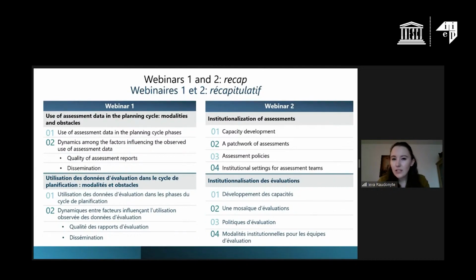We also explored the issue of a lack of coherence and complementarity among some large-scale assessments in countries. And we then looked at assessment policies and different preconditions that are important for their effective implementation. We also looked at institutional settings for assessment teams and their potential advantages and disadvantages. If you missed these sessions, or if you would like to watch them again, their recordings as well as all presentations are available on the Learning portal.